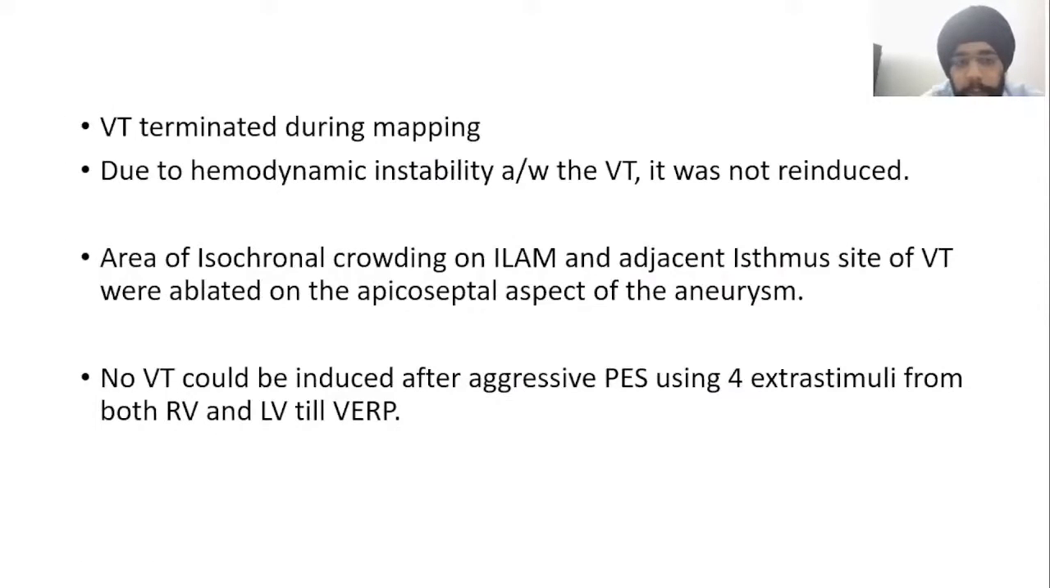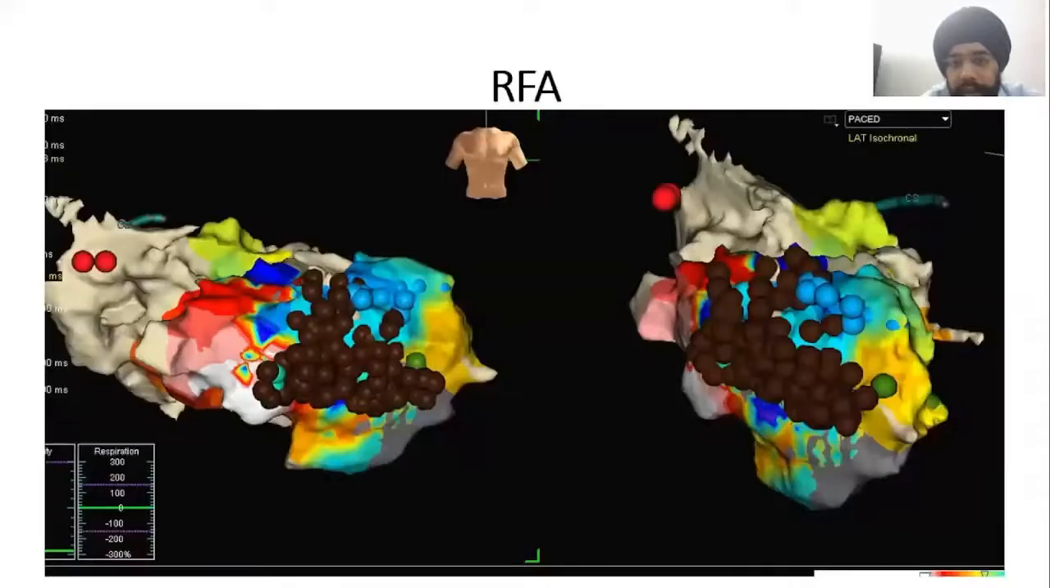VT terminated during mapping. Due to hemodynamic instability associated with the VT, we decided not to reduce the VT. The area of isochronal crowding on the hilum and the adjacent isthmus side of the VT were ablated on the epicardial aspect of the aneurysm. No VT could be induced after aggressive programmed extrastimulation using 4 extrastimuli from both RV as well as LV till ventricular effective refractory period. This was the site where RFA was performed.